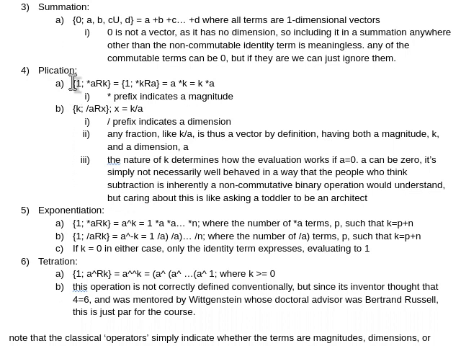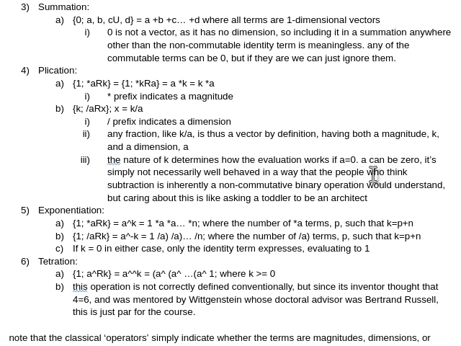Plication. So this defines multiplication, this defines division. These two things right here are just prefixes: the multiplication prefix indicates that we're working with a magnitude, the division prefix indicates we're working with a dimension, right? So that gives us everything. Any fraction, like k on a, is thus a vector by definition, since it has both a magnitude k, the thing that we're multiplying by, and a dimension, a. Okay. The nature of k determines how the evaluation works if a equals 0.